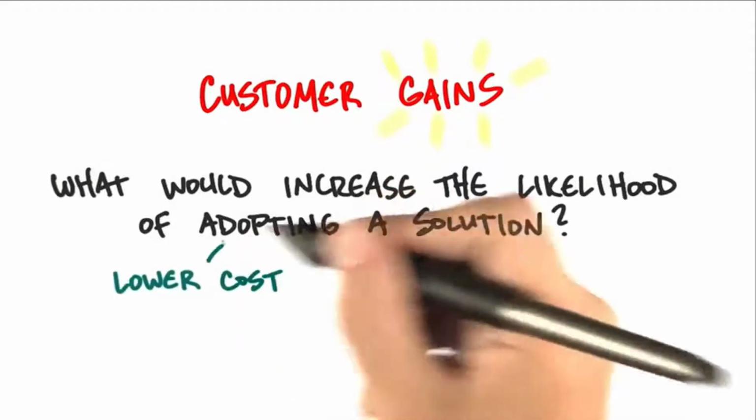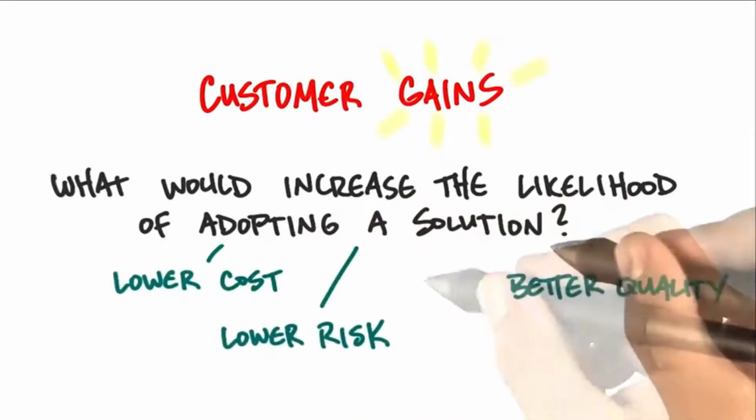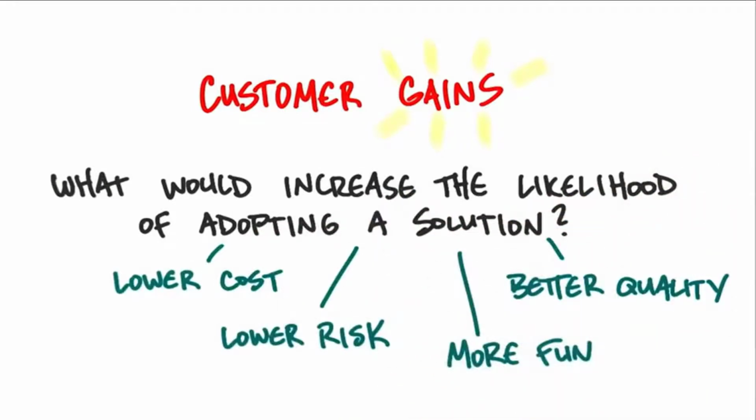Again, is it about cost? Is it about lower risk? Is it about better quality? Is it because it's more fun? You need to come up with a series of hypotheses. Just make that list now. But you can't guess forever. You have to validate these hypotheses.